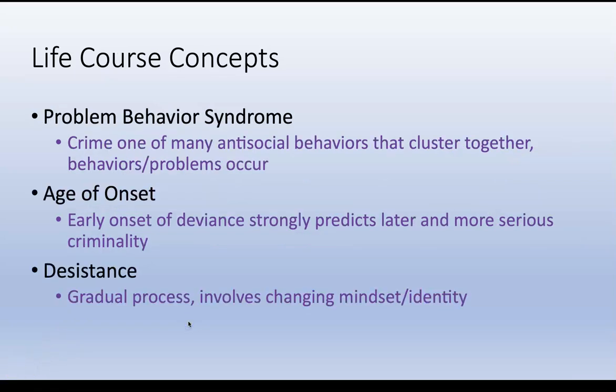There are some other specific life course concepts. One of them is what's called problem behavior syndrome. This is the idea that crime is one of many antisocial behaviors that cluster together, and problem behaviors tend to co-occur. So the more problems in someone's life and the more problems that are attracted to that person, the more problems we're going to have.